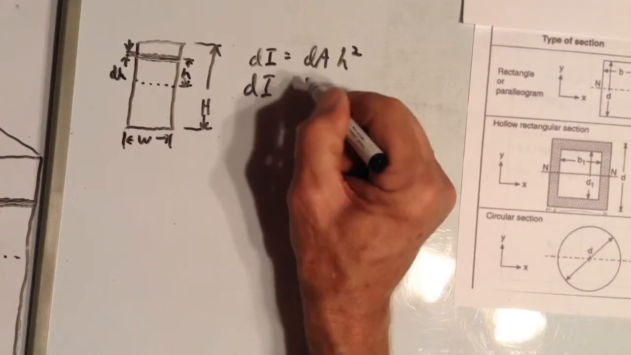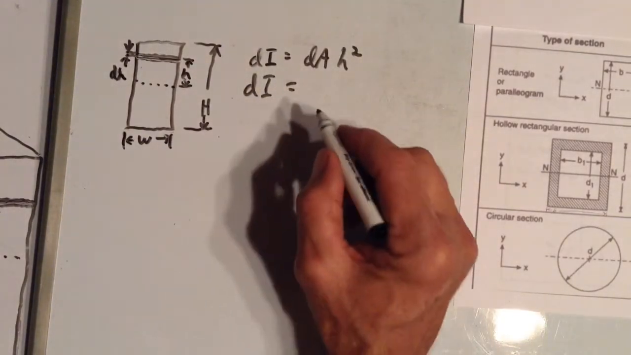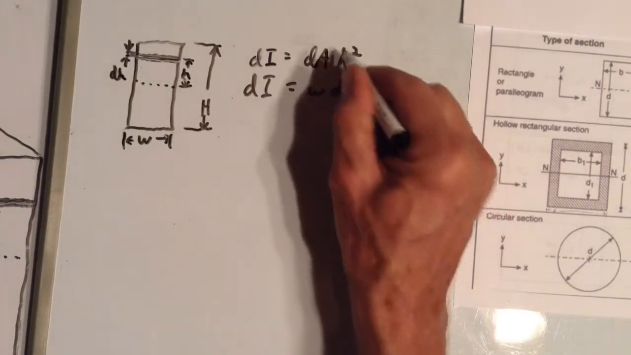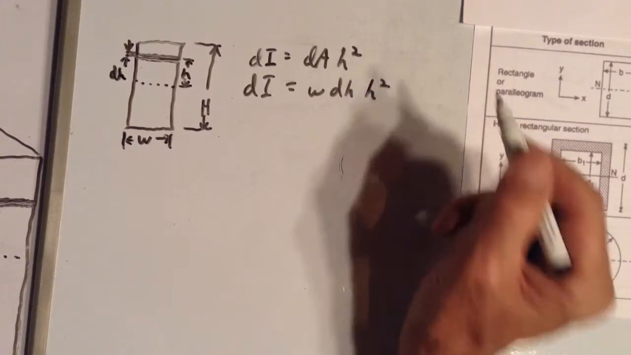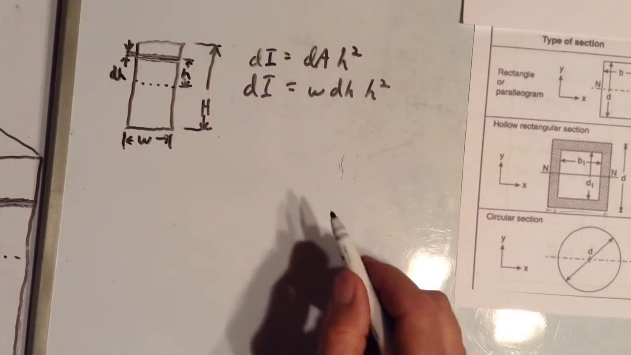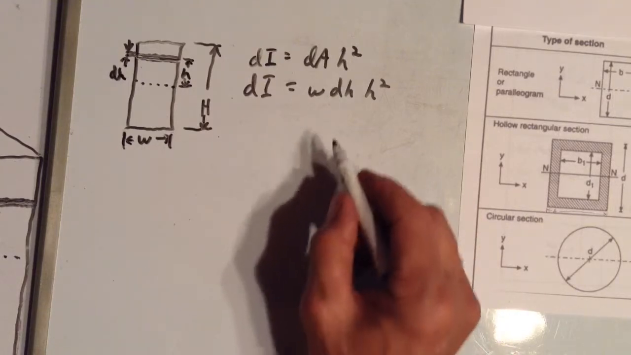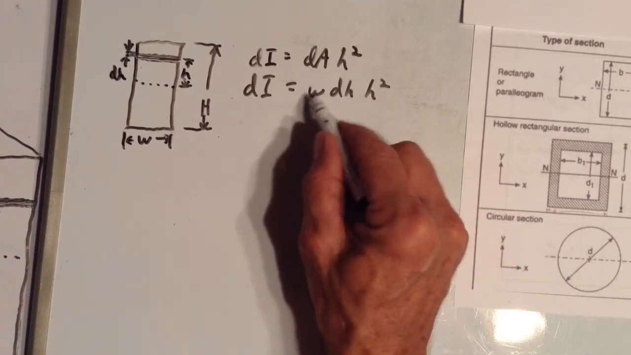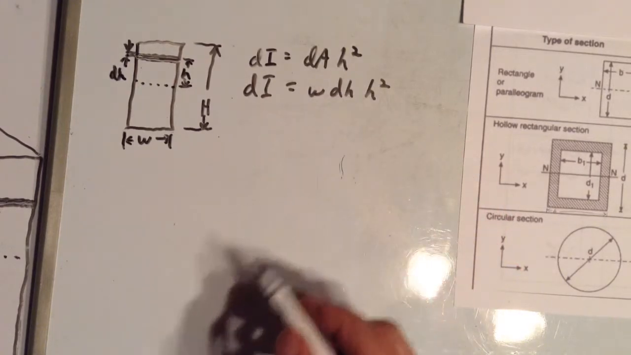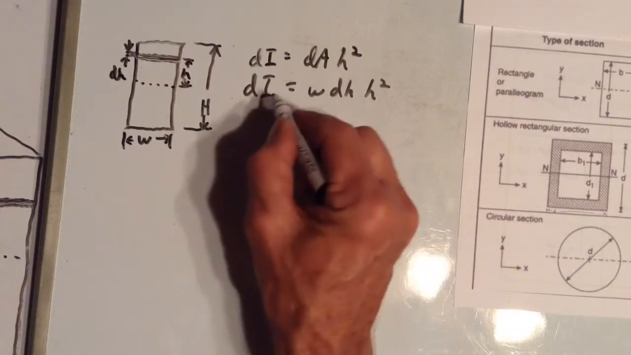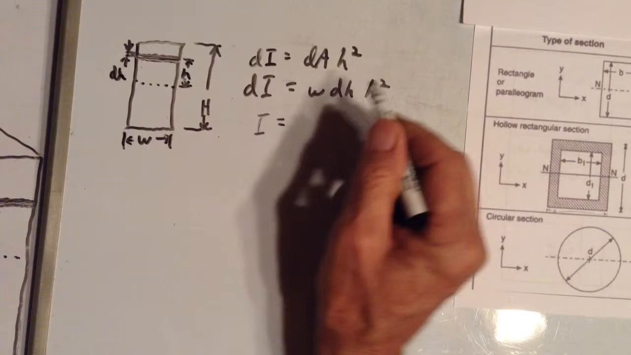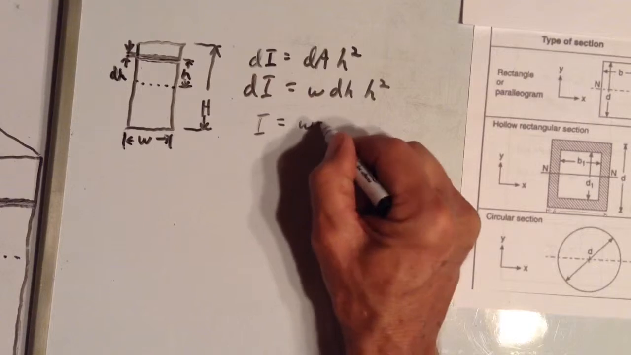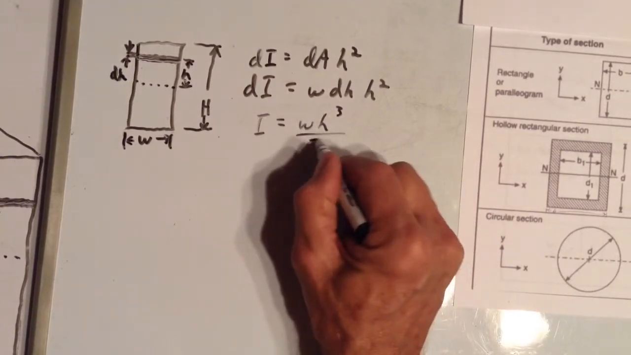Okay, so instead of dA, we'll write W dH, and let's not forget that h squared. So W is a constant, so we have dI equals W, a constant, times h squared dH. And what's the integral? Let's integrate this. The integral of dI is I. And what's the integral of h squared dH? Well, it's h cubed over 3. So we have W h cubed over 3.